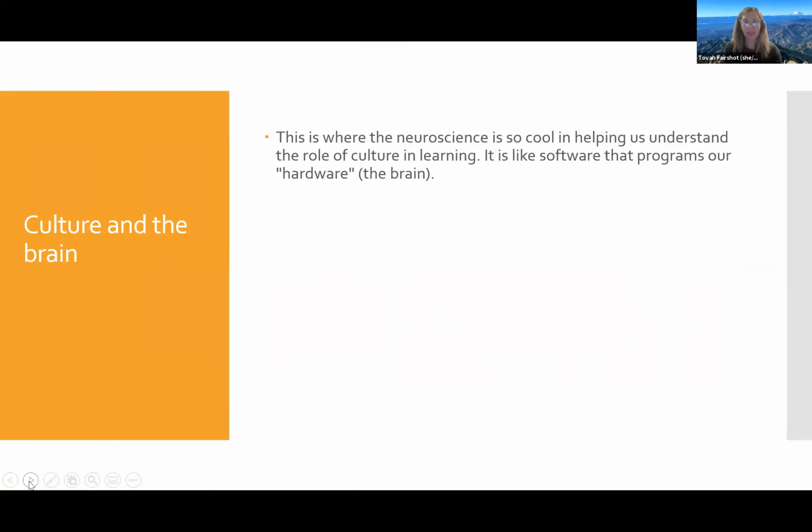And that's where we start to get into culture and the brain, right? Really understanding, how does the brain impact, what's the influence of our culture on our brain development. And there is so much information in terms of the neuroscience behind this, right? To help us understand the role of culture. And really, when we talk about culture, it is the software that programs our brain, if we consider the brain and think about the brain as our hardware.